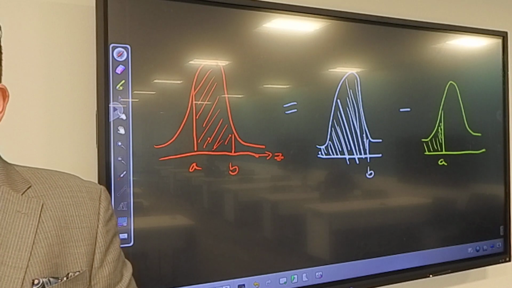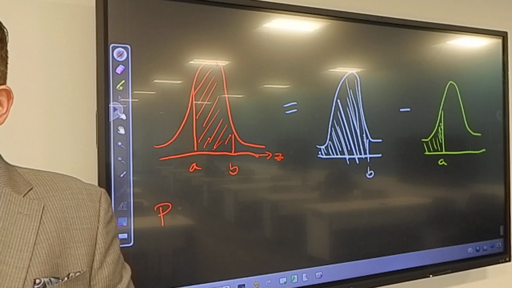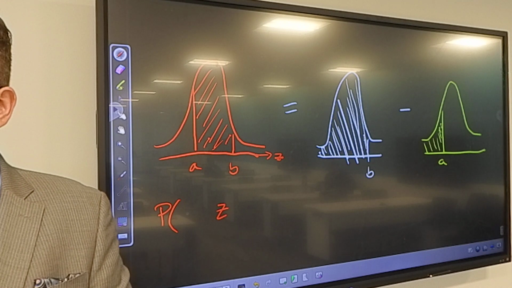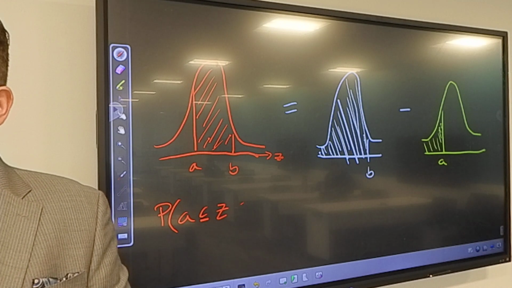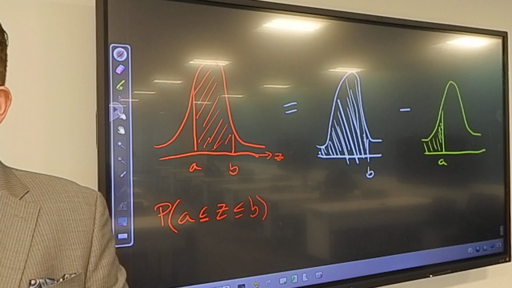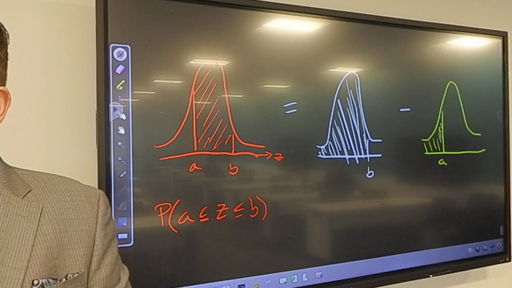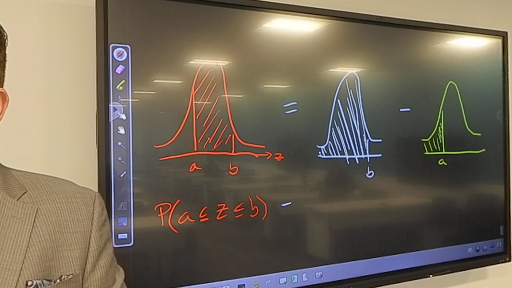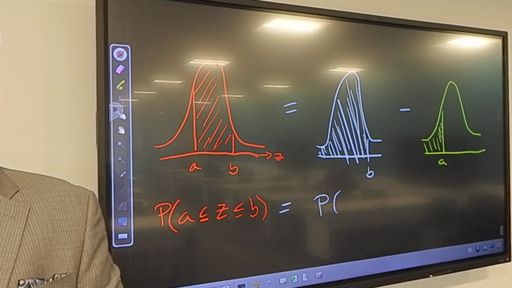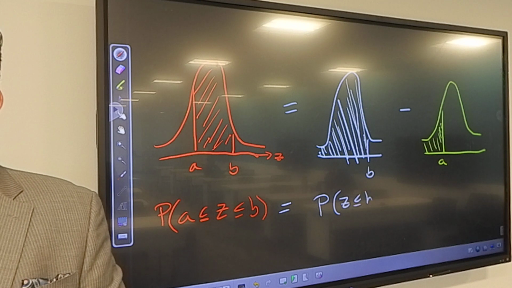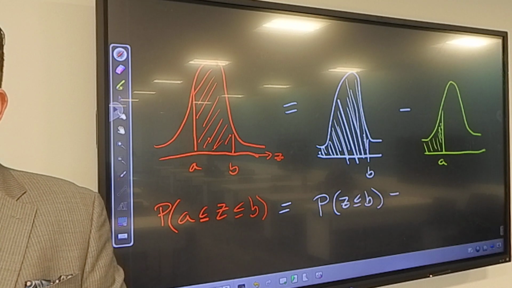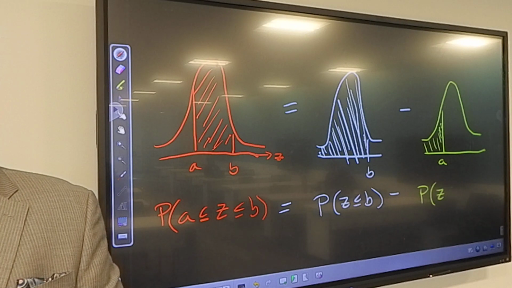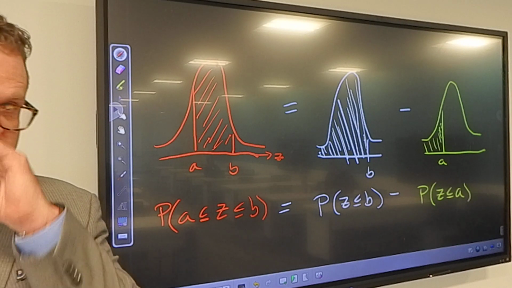So notationally, this would say the probability that your Z comes out in between A and B is equal to the probability that that Z was less than or equal to B minus the probability that that Z was less than or equal to A.